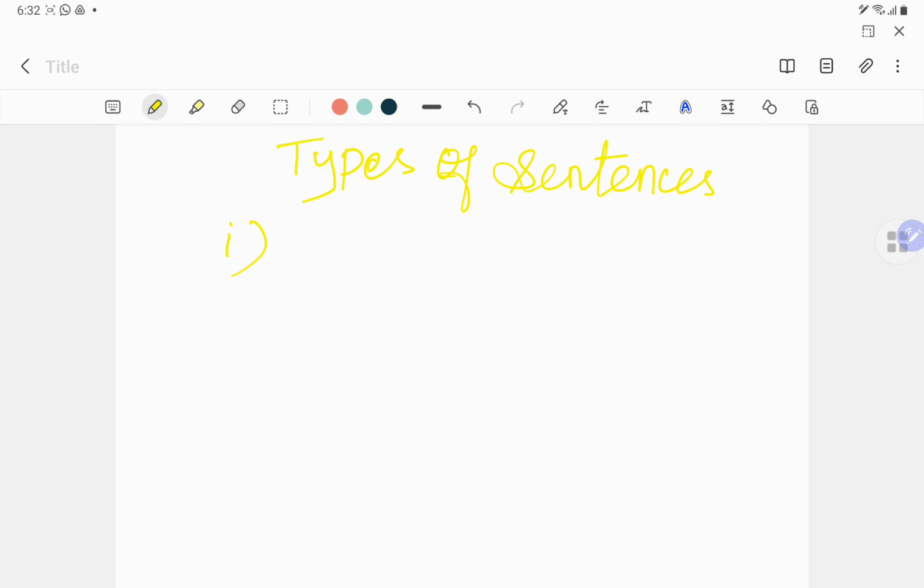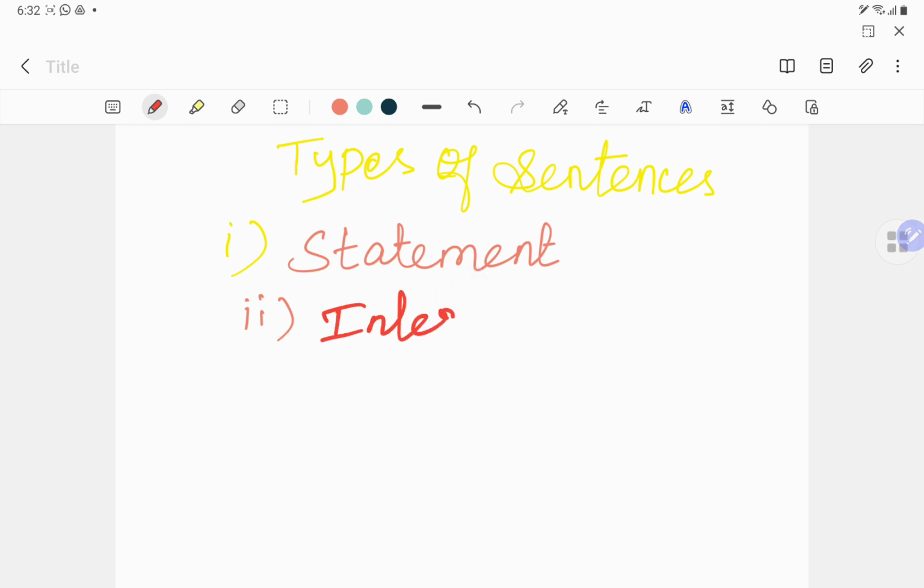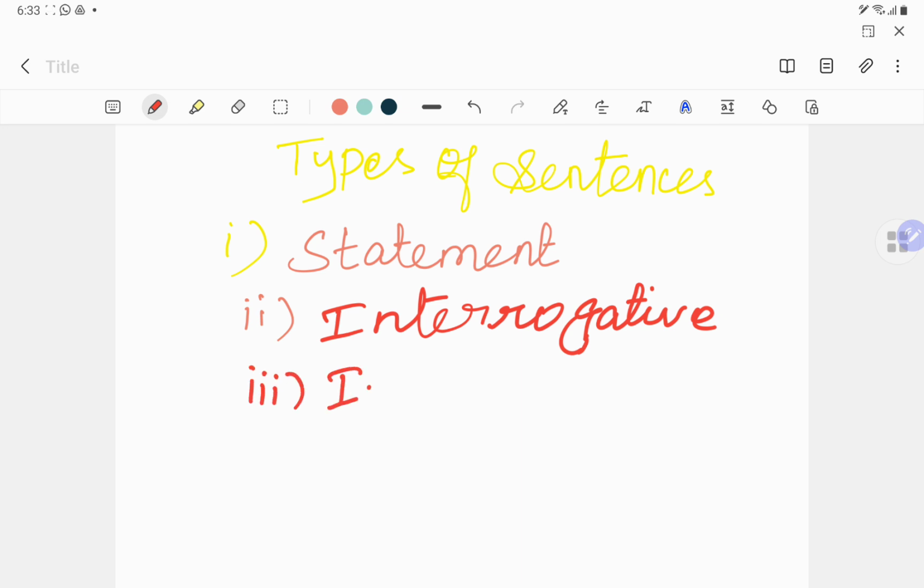So here the types of sentences is first one statement, second one imperative or else interrogative we can go, because ஒரு வாக்கியங்களை உருவாக்குனதுக்கப்புறம் நம்ம கேள்வி தான் அதில் வந்து முக்கியமாக இருக்கும். So that's why I am giving the second type as interrogative. Then you have imperative, then exclamatory.